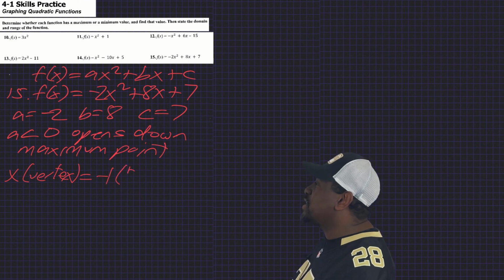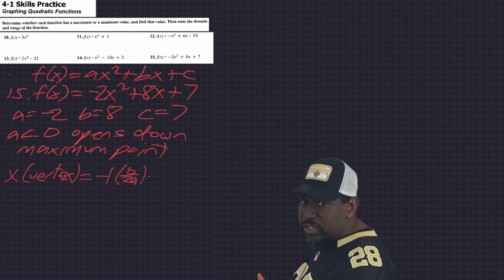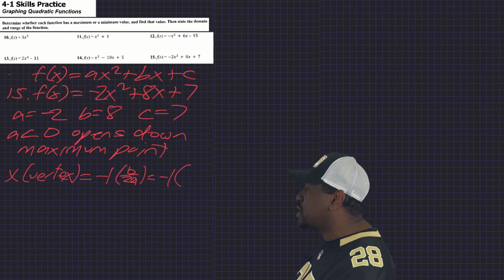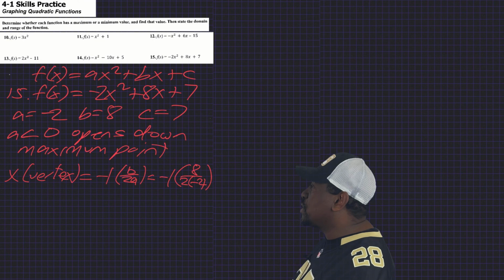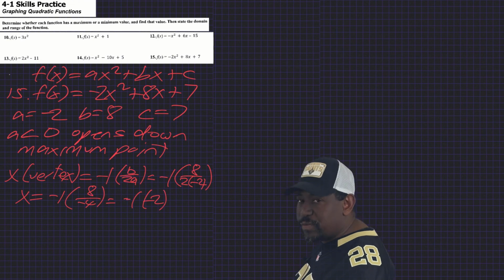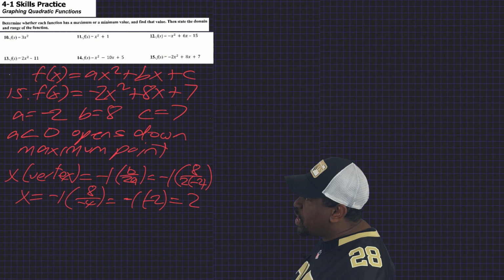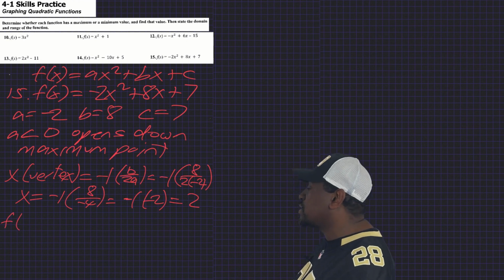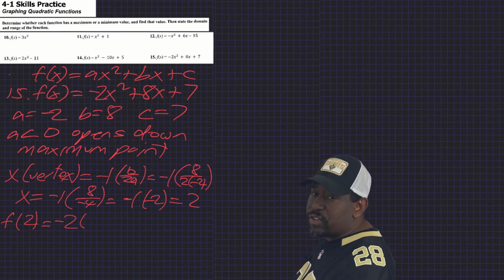So in order to get that maximum value, we need the x-coordinate of the vertex. As we know, that's negative 1 times b over 2a. You write the general formula. You substitute 8 for b, substitute negative 2 for a. Using the order of operations, 2 times negative 2 is negative 4, so we have 8 over negative 4. 8 divided by negative 4 is negative 2. The final calculation is negative 1 times negative 2, which is positive 2. And so now we know our x-coordinate of the vertex is 2.